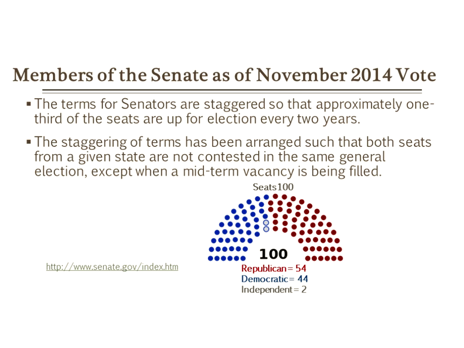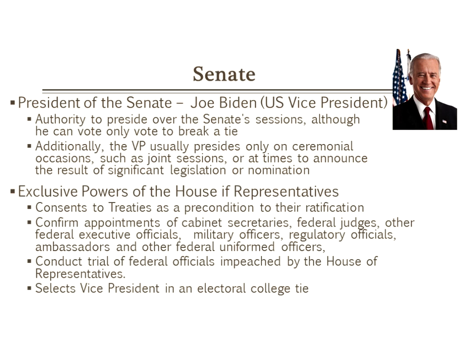And so the staggering of the terms has been arranged such that both seats from a given state are also not contested in the same general election. So you always have someone, let's say from Pennsylvania or New Jersey, remaining while maybe the other person's term is up. The only time this differs is when a midterm vacancy needs to be filled, either due to illness, death, or some other reason. On this particular slide, I do have the website to the Senate, and on the previous slide, I had the website to the House of Representatives.